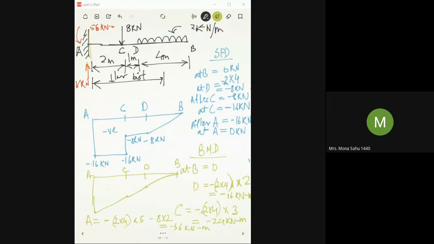So it's a negative bending moment diagram. So here you have minus 16 kilonewton meter, and then you have minus 24 kilonewton meter, minus 56. Got it? And this is a curve. Okay?